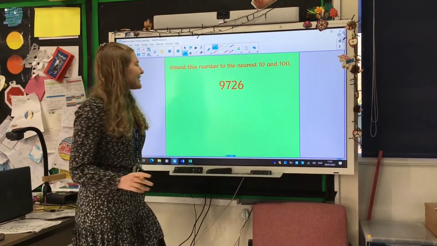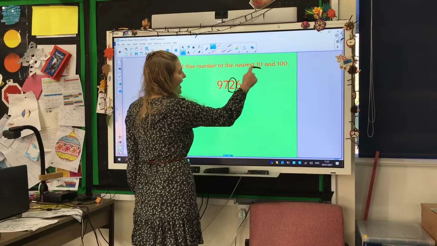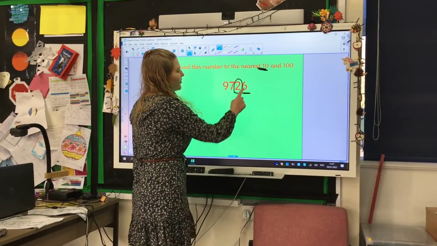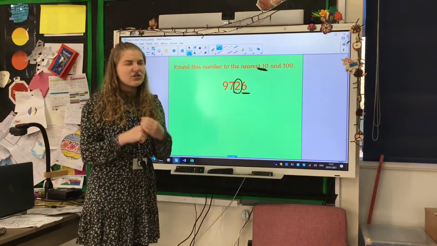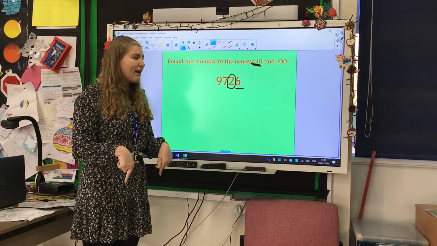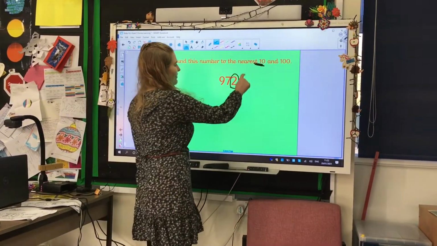Okay, let's go through that together then. First of all, we'll do it to the nearest 10. So we're going to circle the tens because we're rounding to the nearest 10. Underline the number next door. Have a think about that 6. Is that going to round up because it's closer to 10? Is it going to round down because it's closer to 0? It is closer to 10, so it's going to round up.